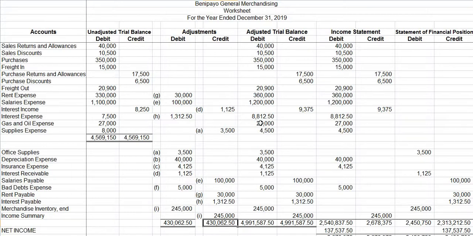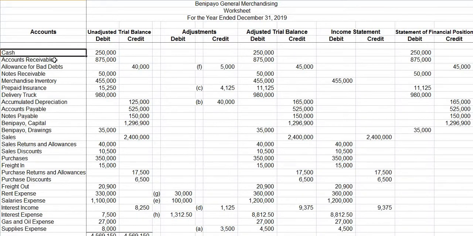How do we arrive at these figures here in our adjusted trial balance columns? By considering the first four money columns, one by one, from the first account name of cash down to the last one below, which is income summary. Look at the first four money columns. Let's say here for cash, there is only one figure, 250,000, which is on the debit column. Therefore, just forward this 250,000 here in the adjusted trial balance debit column also.